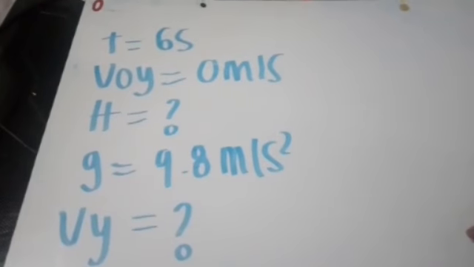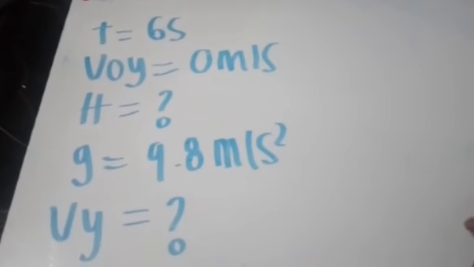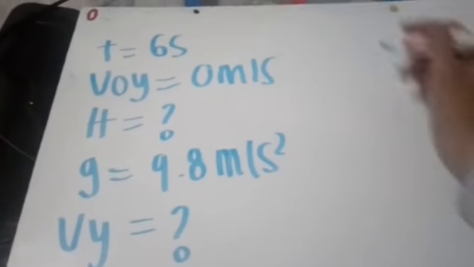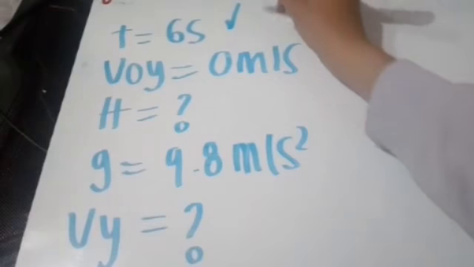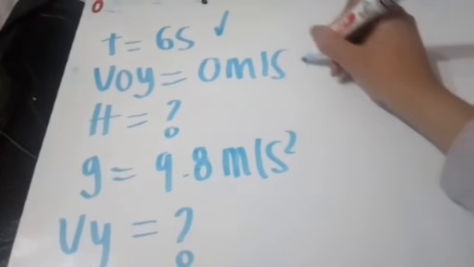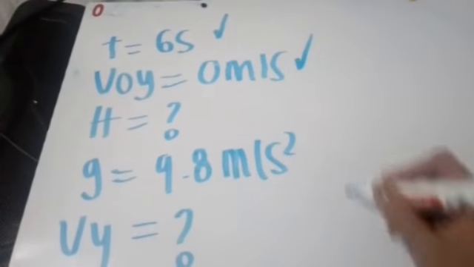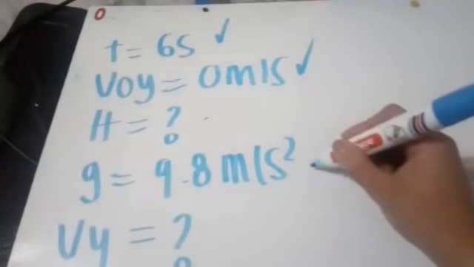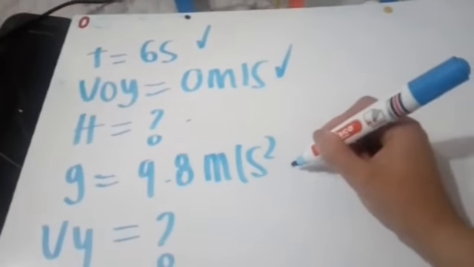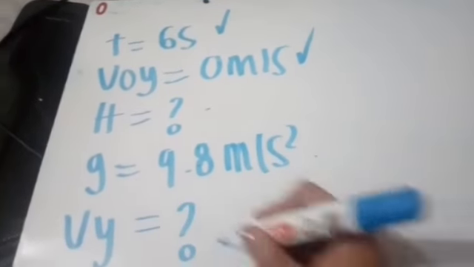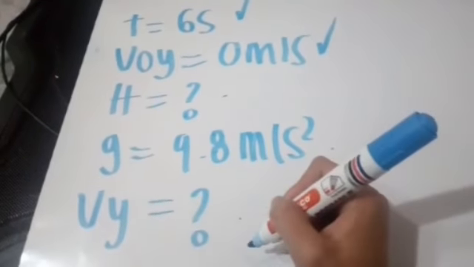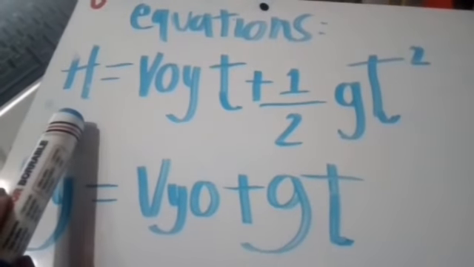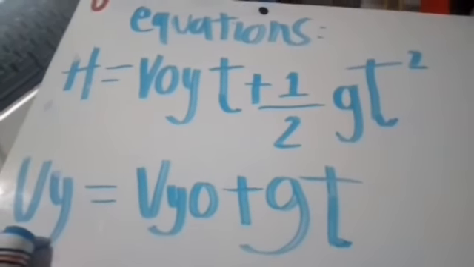To solve this problem, we have to know the data that we have and what we want to find. So, we have the time, that is 6 seconds. We have the initial speed, that is 0 meters per second. We don't have the height. We have the gravity, that is 9.8 meters per second squared, and we don't have the final speed. The equations that we are going to use are the height equation and the final speed equation.